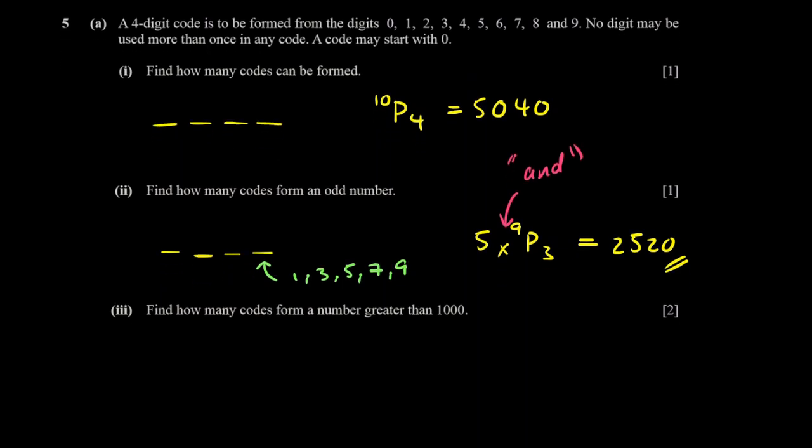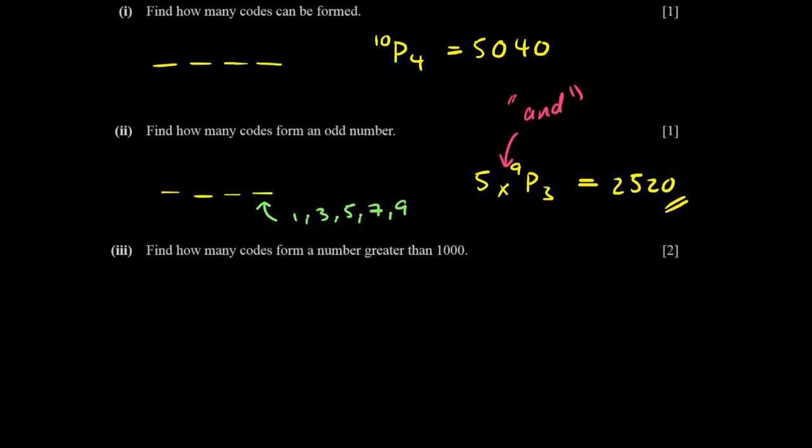All right, part 3. How many codes form a number greater than 1,000? Well, again, we just do this. If it's going to be greater than 1,000, then what numbers can go there? We can have the number 1, 2, 3, 4, 5, 6, 7, 8, 9. In other words, there are a total of 9 digits that can go there. But then we also need to choose the remaining 3 digits.